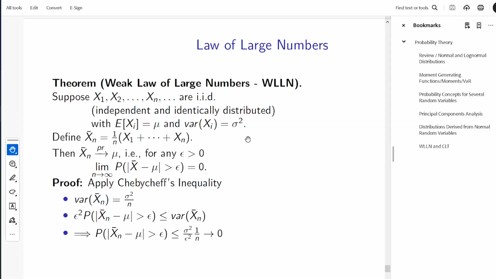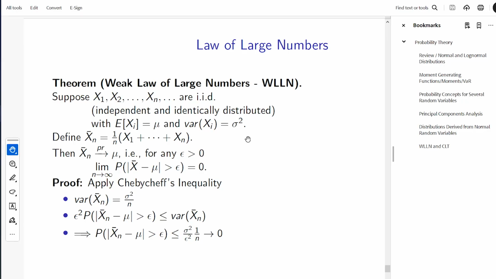Just the weak law of large numbers and the central limit theorem are the remaining topics here. If we have sample data, n realizations of a random variable, and here we say IID for independent and identically distributed, if those random variables have mean mu and variance sigma squared, then the sample mean, x bar n, will converge in probability to that mean.